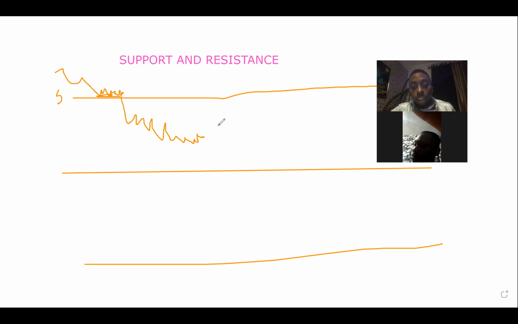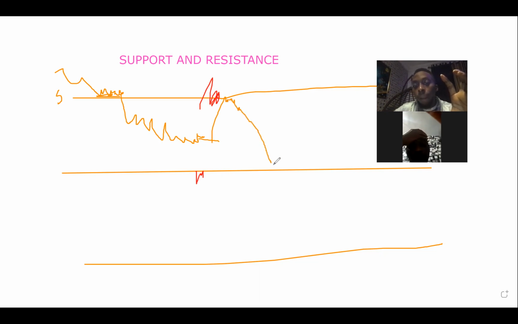You understand? So now this place is acting as resistance. This place is acting as support. What this simply means is that if the chart comes back up here, it has a high probability of rejecting this place and pushing back down. If it's at this point, it has a high probability of going back up until it breaks here. If it breaks from here down, you can now know that this support has changed to resistance.